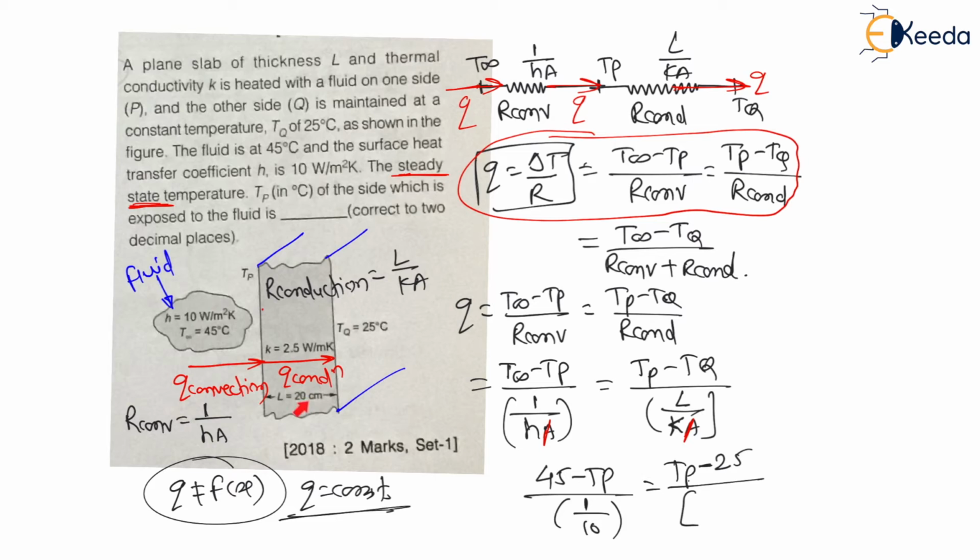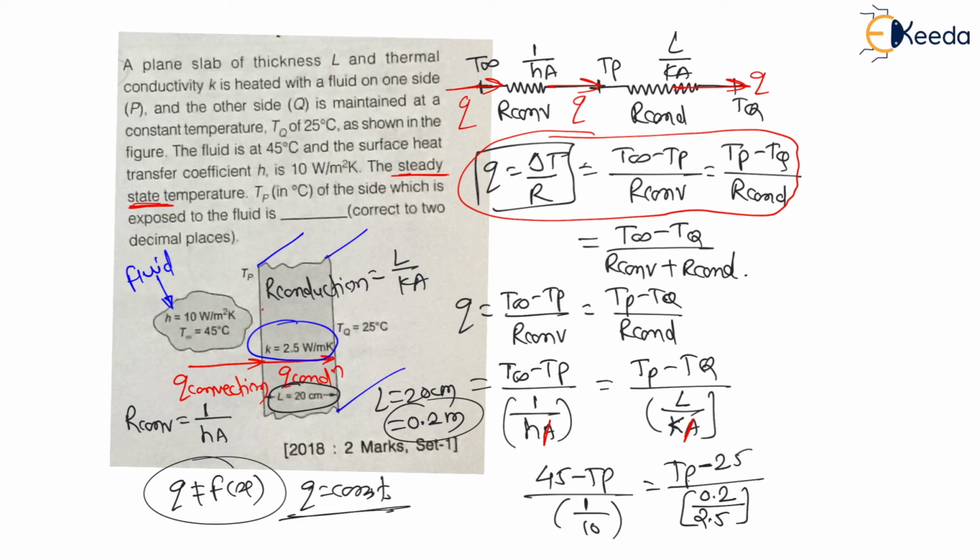Now the length of the slab is given as 20 centimeter, but we have to convert it into meter. L is equal to 20 centimeter, which is nothing but 0.2 meter. Therefore, here L is 0.2. Next, the thermal conductivity of the slab is also given as 2.5 watt per meter Kelvin. You can find in the question that the thermal conductivity of the slab is given as 2.5. Let us put here 2.5 watt per meter Kelvin.